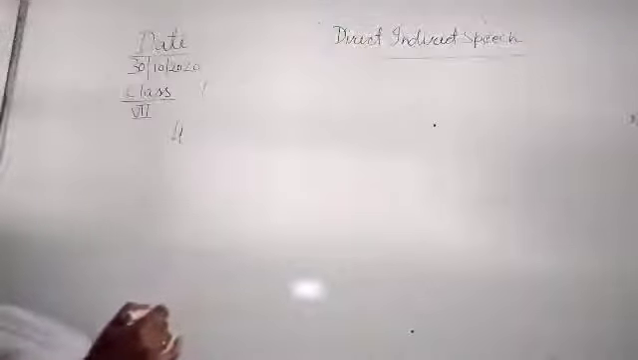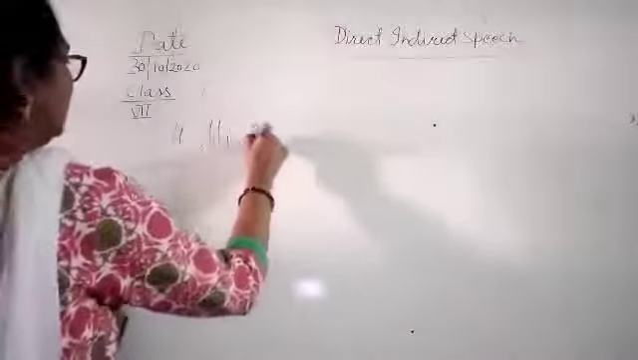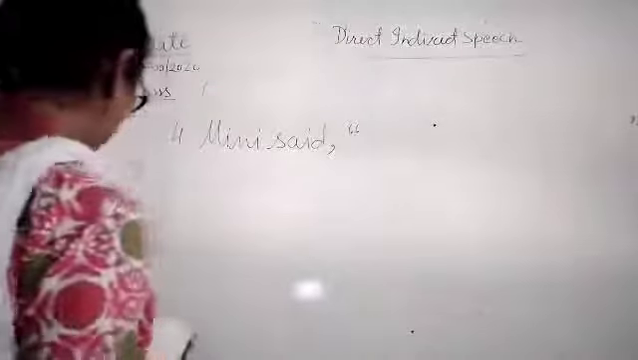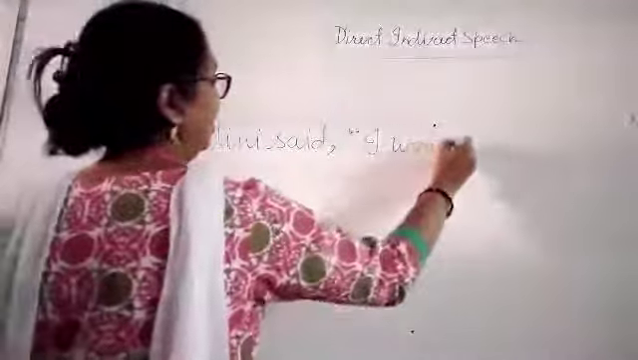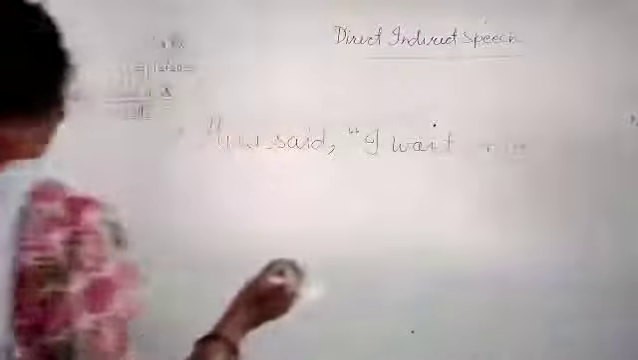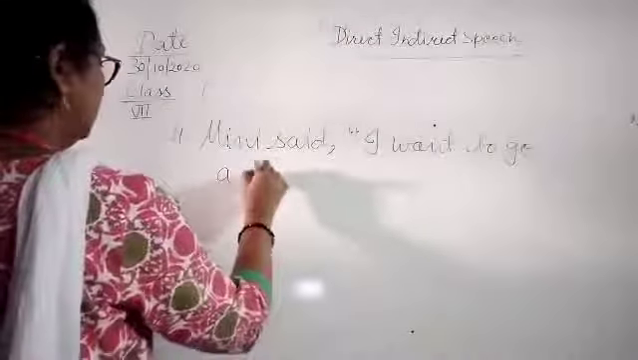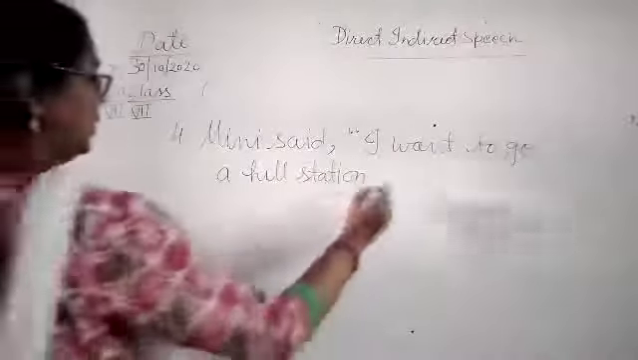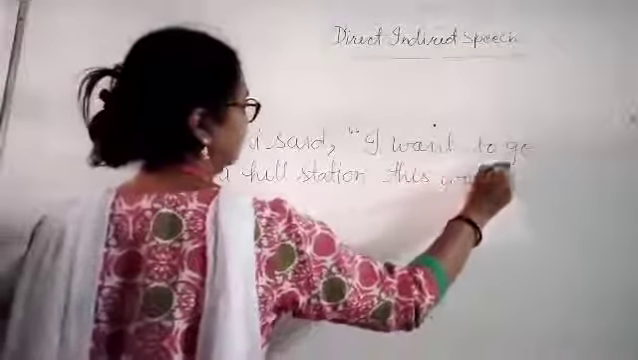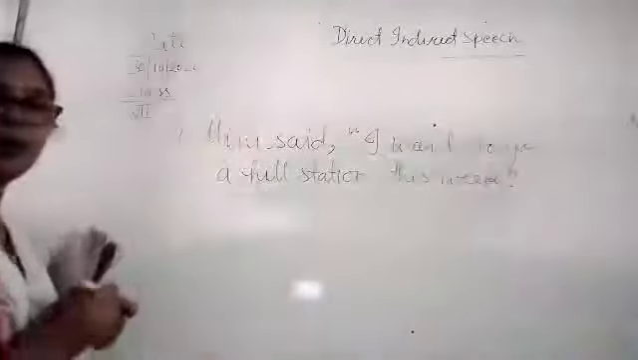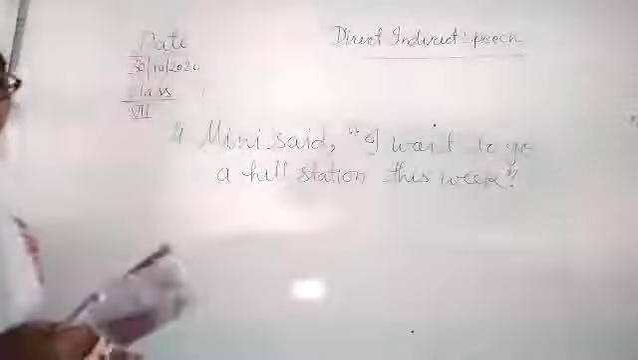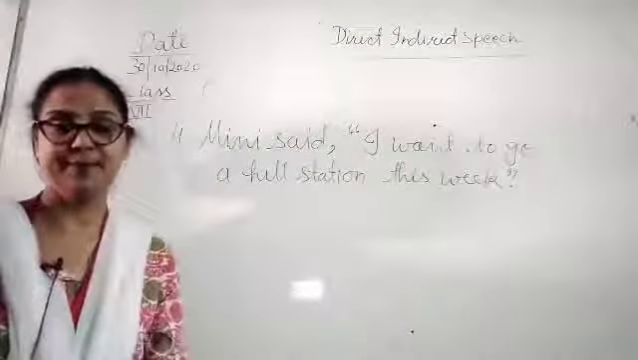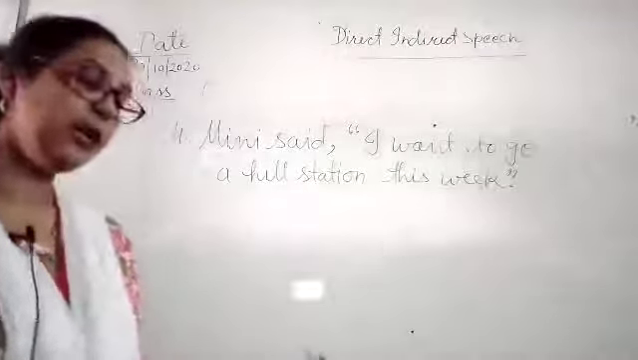Number four is, Mini said, comma, then inverted commas start. I want to go to a hill station this week. Now inverted comma close and full stop will be there. So here what we have done is we have written that Mini said, I want to go to a hill station this week. So we have completed this exercise number F.